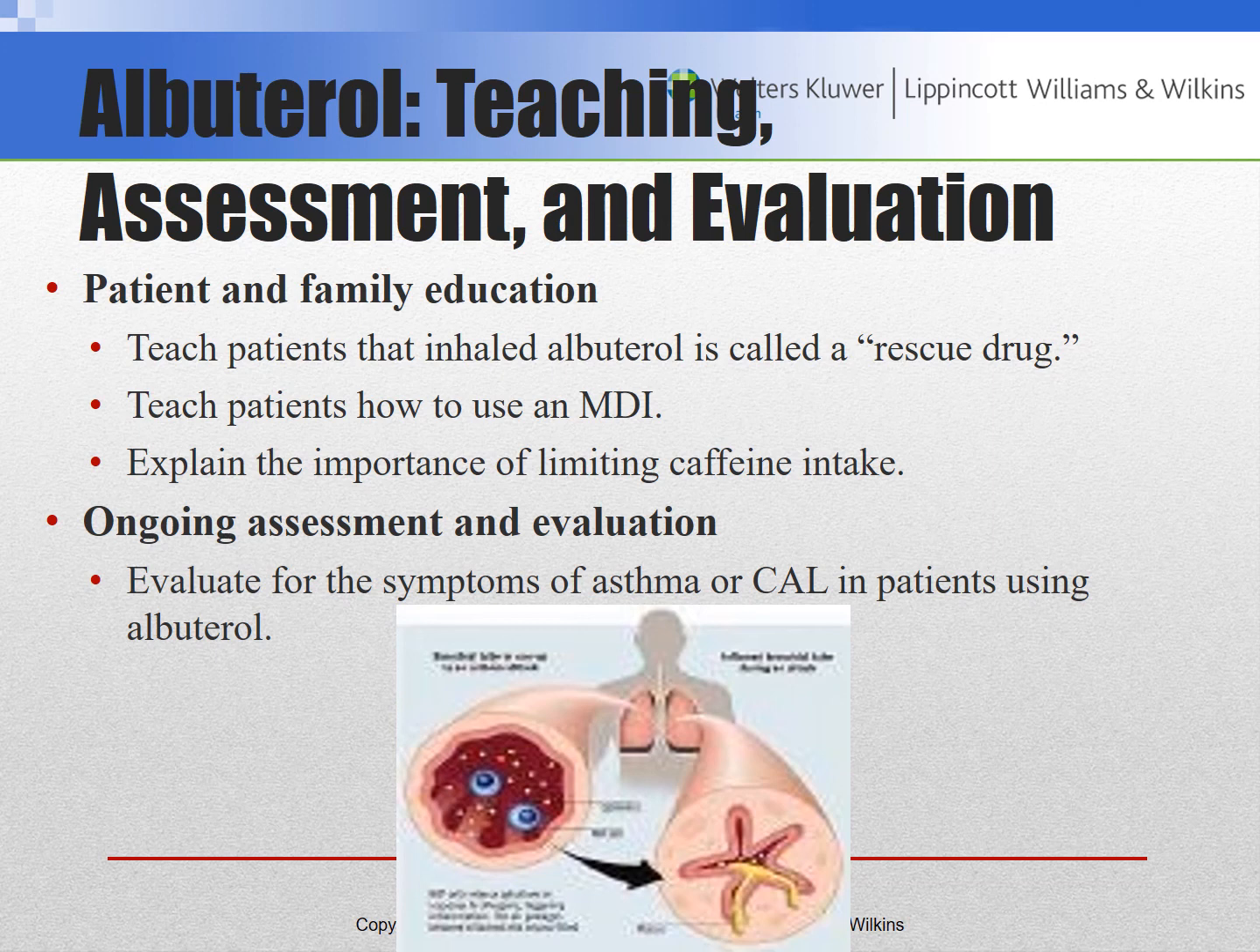Again, ongoing assessment and evaluation: we want to evaluate for the symptoms of asthma and chronic airway limitation in patients that use albuterol, and make sure that it is getting better, and that it's not hanging around, that their symptoms are improving and not getting worse or getting more frequent in nature.